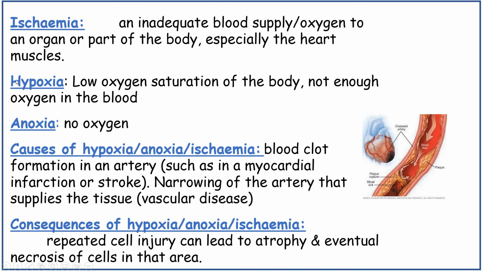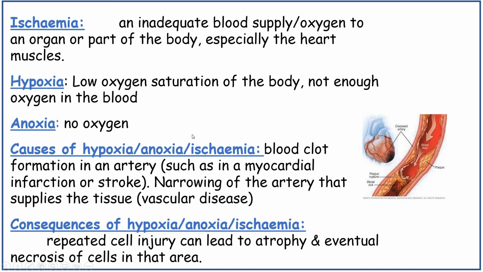Hypoxia is low. Hypo means low. So low oxygen saturation of the body. So not enough oxygen gets to the blood. Anoxia is where no oxygen gets to the blood.